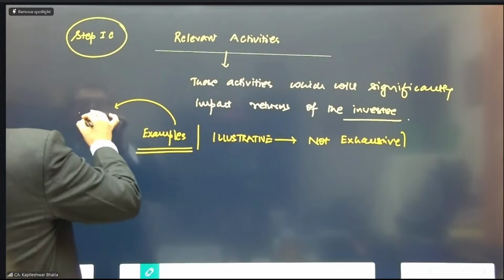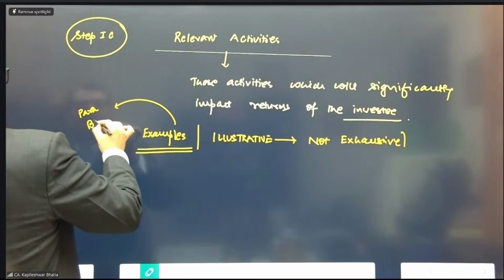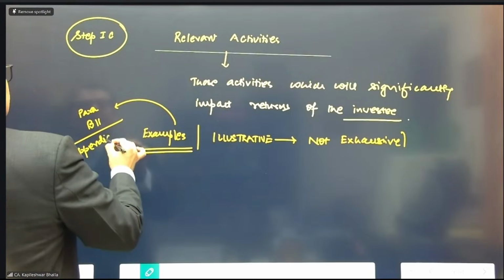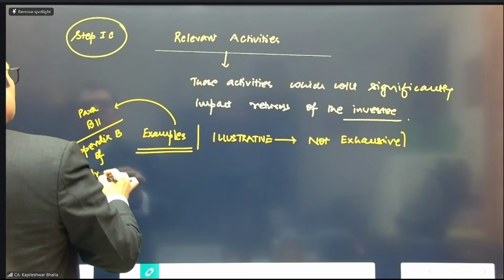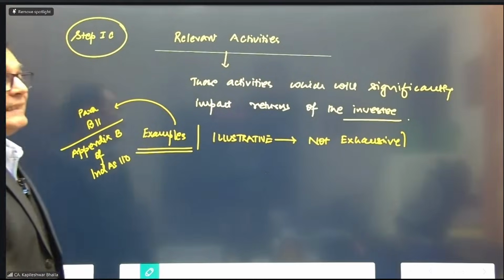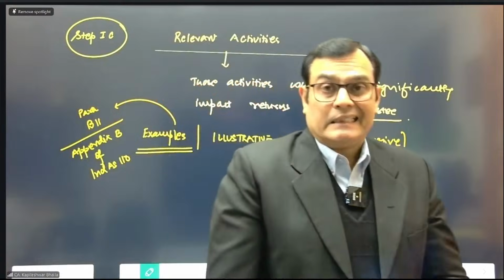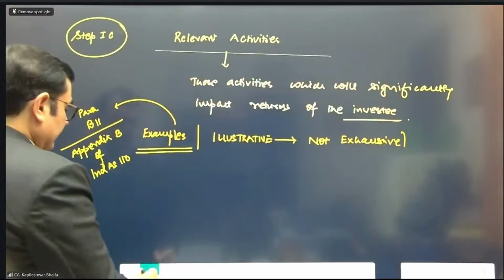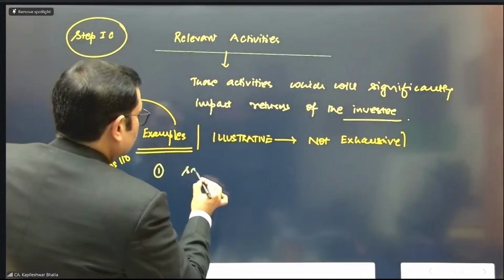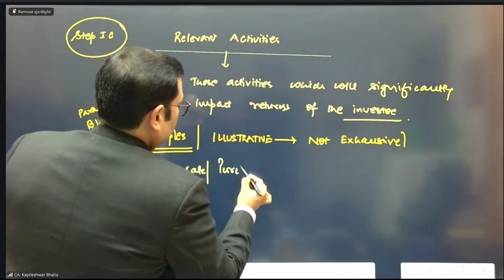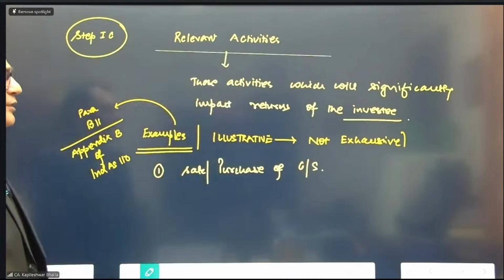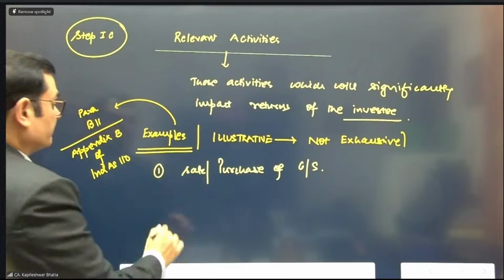If you want to refer, these inputs are given in para number B11, that is Appendix B of Ind AS 110. In Appendix B, para number B11, which is the Application Guidance, we are given all these examples. So let's pen down a few examples. Number 1, sale or purchase of goods and services. I'm putting it as GS, goods or services.